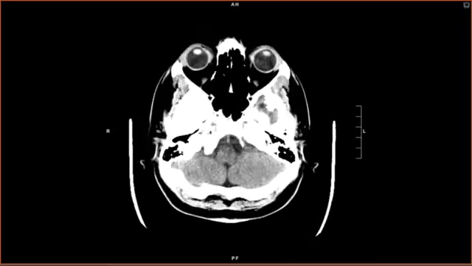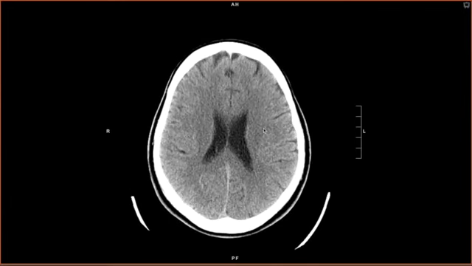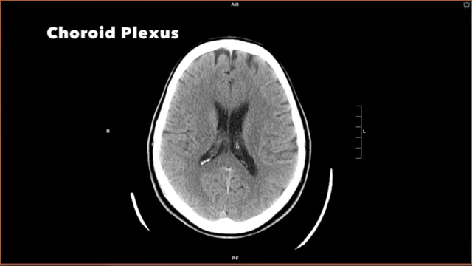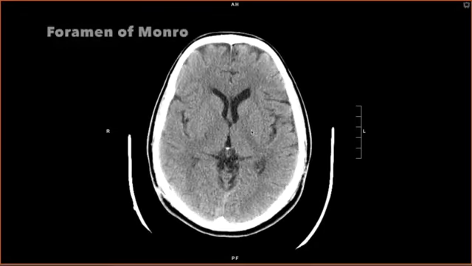The basic CSF flow is as follows. CSF is made by choroid plexus. We'll talk about that a little bit more later. CSF flows from the lateral ventricles to the third ventricle through the foramen of Monro, which can be visualized right here.